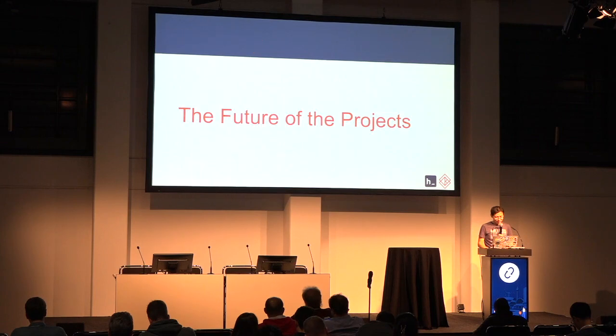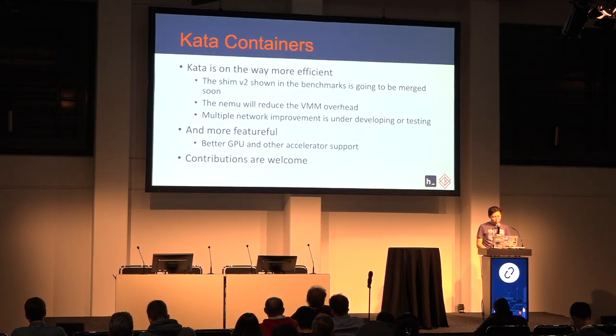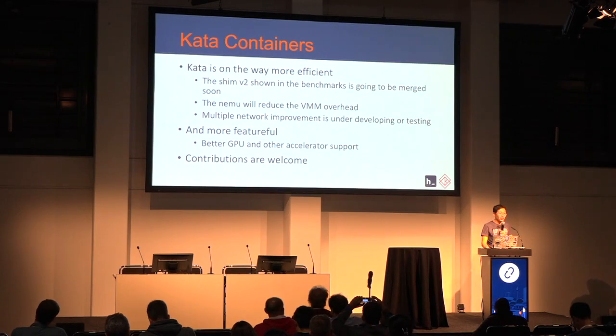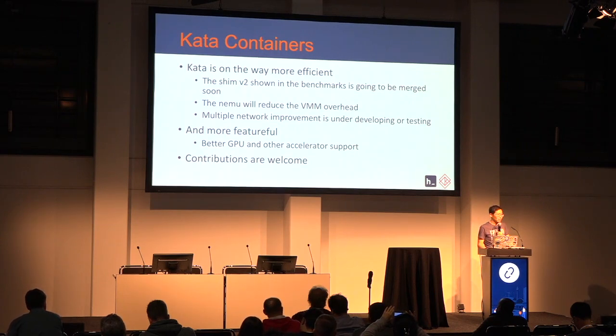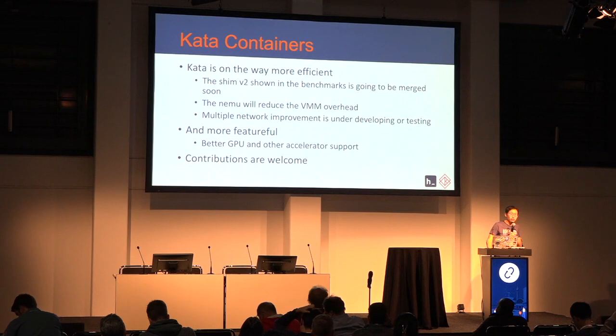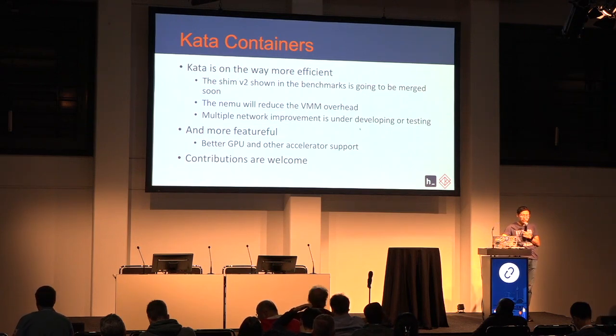And about the two projects, Kata is on the way to being more efficient and more featureful, such as GPU support and other accelerators. And as we are an open source project, any contributions are welcome. Just visit our site, and you can use Slack, IRC, and the mailing list to reach our project. On our GitHub, you can file issues and provide PRs. You can also participate in our weekly meetings.